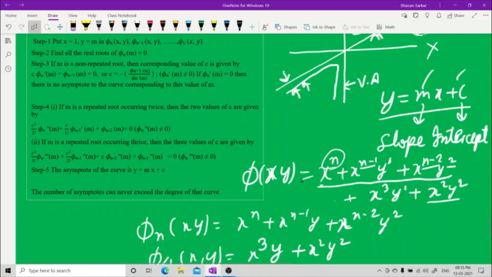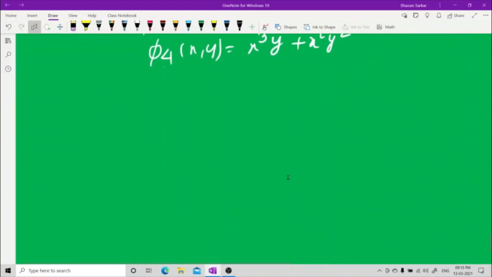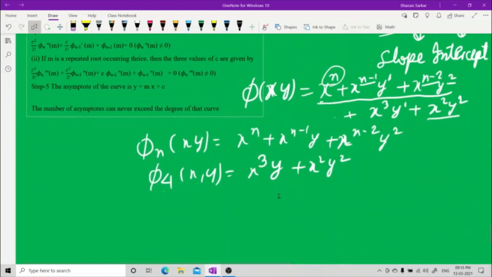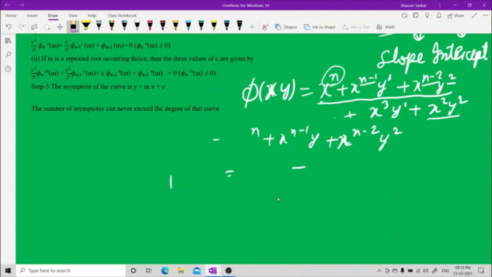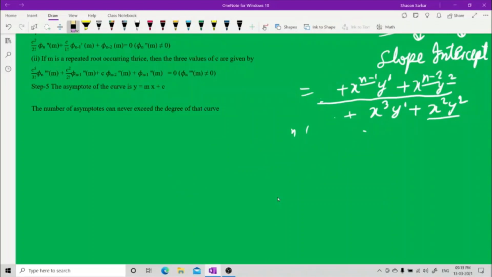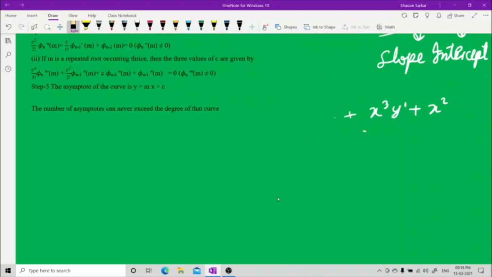अगर टोटल डिग्री, I'll do with an example, that will be a better option. Let me do with an example. Let's rub all this and let's do with an example. Otherwise it will be very confusing. Now let us take one example. A good example I'm taking. Now let's take a question.